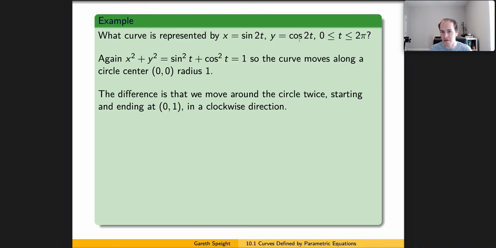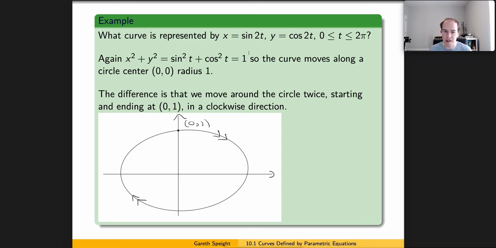And when t equals 0, we start at x equals 0, y equals 1, because sine and cosine have switched around. So here is what it looks like. We start at 0, 1. Rather than moving in the counterclockwise direction, we move in the clockwise direction because the sine and cosine are switched. And because the angle is 2t, we go at twice the rate, or twice the speed. So we go around the circle not once, but twice.